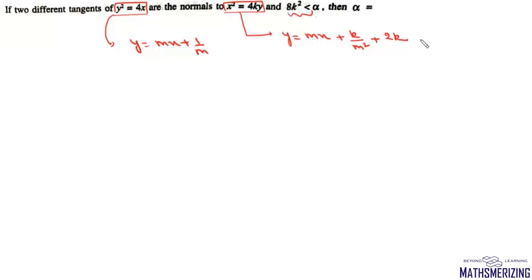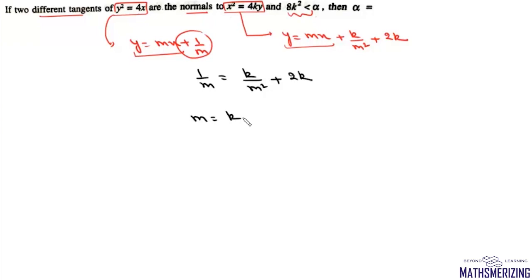Now the question says these two different tangents are actually normals to this parabola. So that means these two equations represent the same line. If they represent the same line, then their constant terms must be the same. So we'll compare their constant terms. We can write 1 upon m equal to k upon m square plus 2k. So we can write this equation as m equals k plus 2k m square, so it will be 2k m square minus m plus k equals 0.